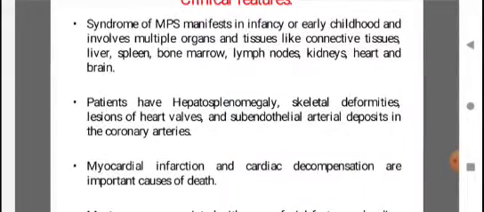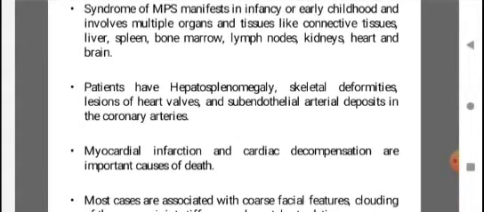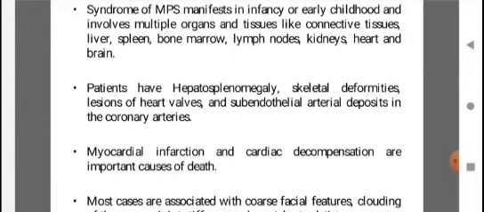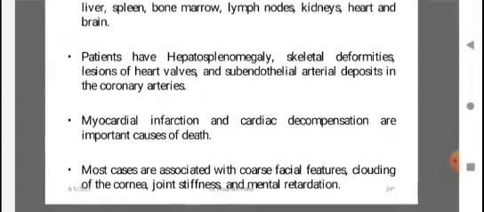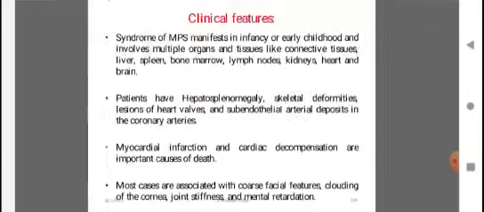Clinical features of MPS. It manifests in infancy and early childhood and involves multiple organs and tissues like connective tissue, liver, spleen, bone marrow, lymph nodes, kidney, heart, and brain. Patients have hepatosplenomegaly, skeletal deformities, lesions of the heart, and subendothelial arterial deposits in the coronary arteries. These are found in patients with MPS. Myocardial infarction and cardiac decompensation are important causes of death. Most cases are associated with coarse facial features, clouding of the cornea, joint stiffness, and mental retardation.